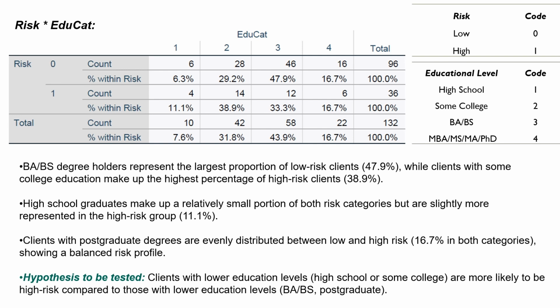We then analyzed the impact of education level on client risk profiles. Our findings showed that individuals holding a BIBS degree represent the largest share of low-risk clients at 47.9%, whereas clients with some college education constitute the highest proportion of high-risk clients. This led us to formulate a hypothesis. Clients with lower education levels are more likely to be high risk compared to those with higher education levels.